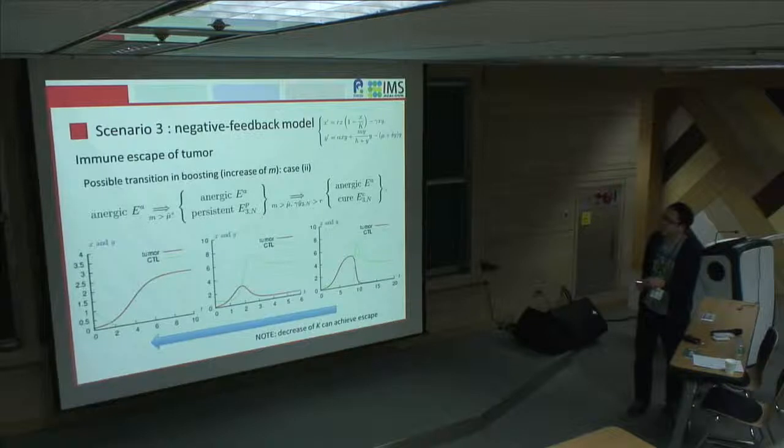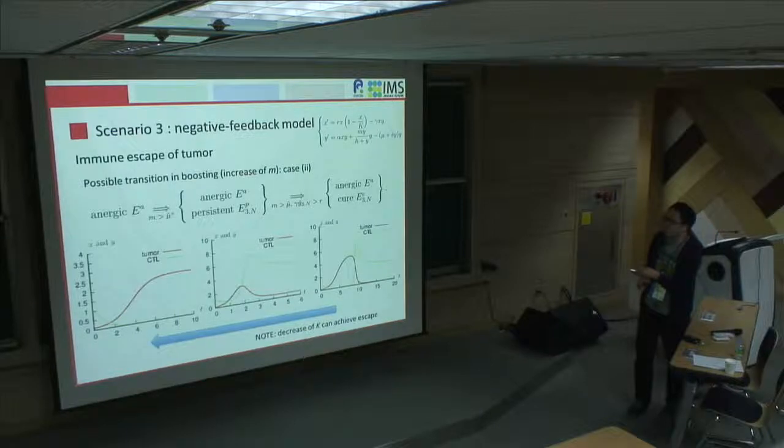Then the tumor can exploit this mechanism as an escape from CTL. For example, this is the same scenario copied here, described in terms of parameter m. Here, the pure state is present, with no tumor and only memory CTL. But if I decrease m, then we see persistent, and finally we see anergic, so only the tumor exists.